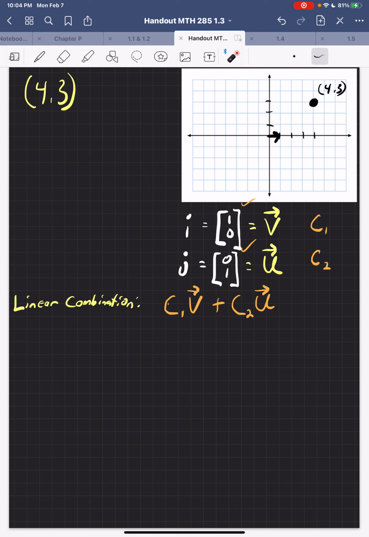The game is as follows. If I give you these two vectors and two scalars, what points can you reach in the plane? For example, can you reach (4, 3)? What am I trying to say? I'm simply saying, is there a way for you to pick some scalars and combine your vectors such that the result is the vector (4, 3)?